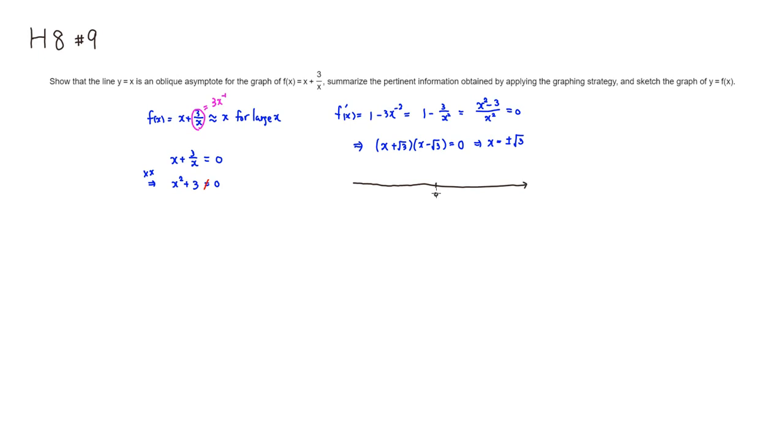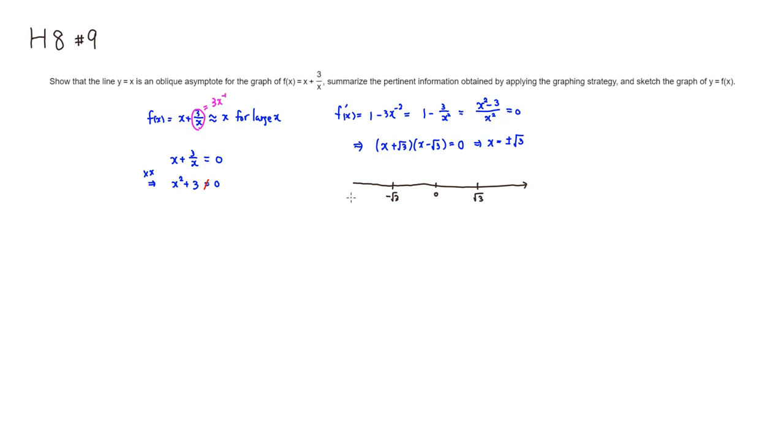So 0, we have to eliminate it because the function is not defined there. And then you have a negative square root of 3, and we mark the positive square root of 3. Alright, so let's look at the sign of the derivative.